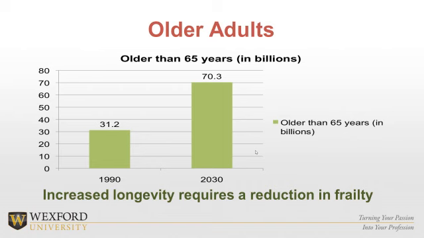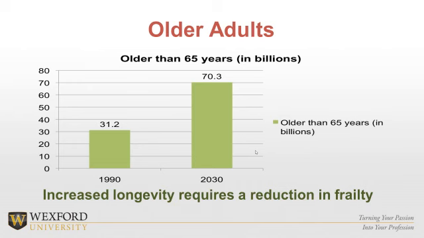Now, for older adults, increased longevity requires a reduction in frailty. And that's why, if you're working with older adults, you need to find out where they are at. What is their range, their flexibility, and what's their overall strength? Because if you look at it from 1990 to 2003, we can look at the frailty, older than 65 years, in billions. So we've increased the number of people over the age of 65 a lot over the last 40 years. So we need to look at that.